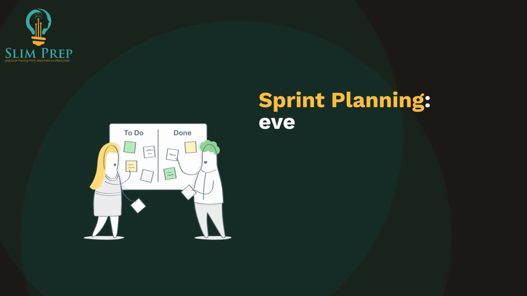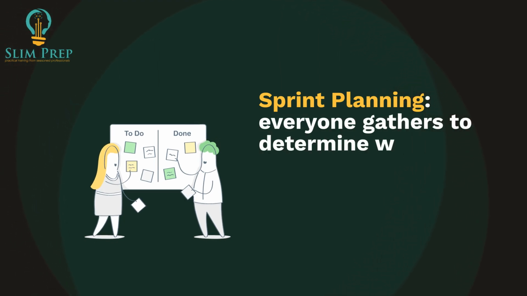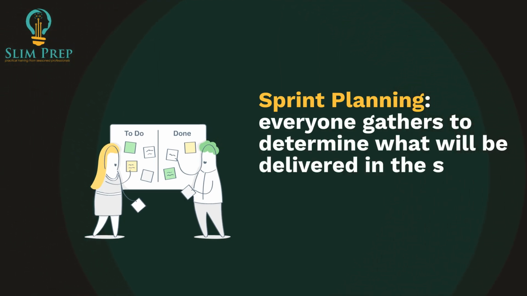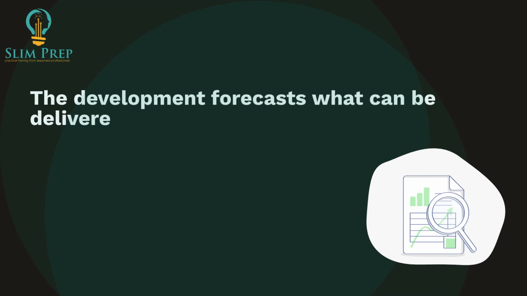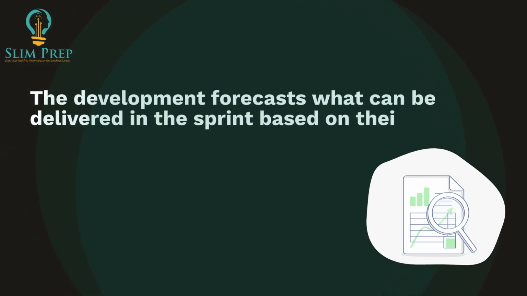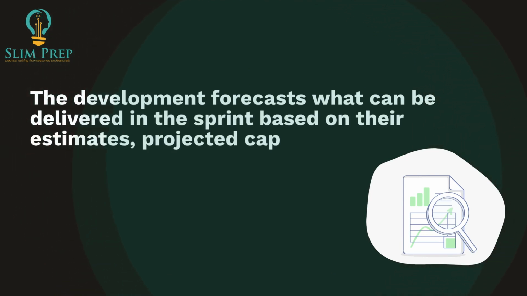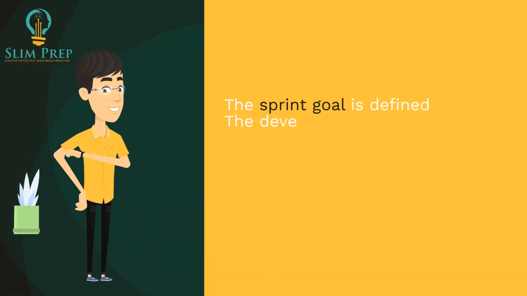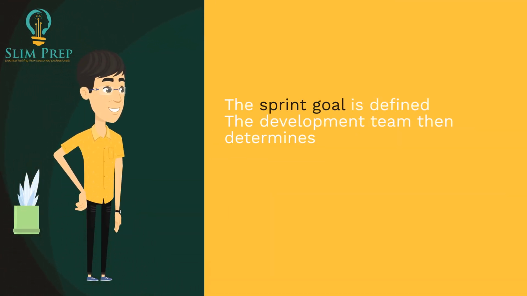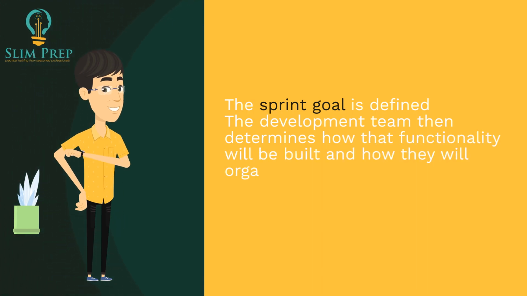Sprint planning. Everyone gathers to determine what will be delivered in the sprint and how work will be done. The development team forecasts what can be delivered in the sprint based on their estimates, projected capacity, and past performance. The sprint goal is defined. The development team then determines how that functionality will be built and how they will organize themselves to deliver the sprint goal.